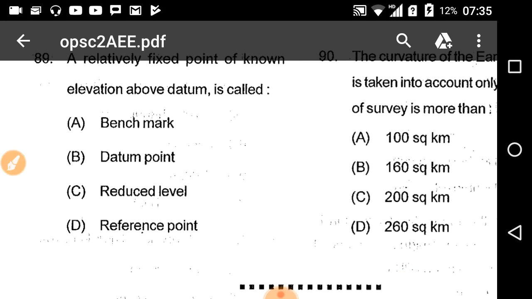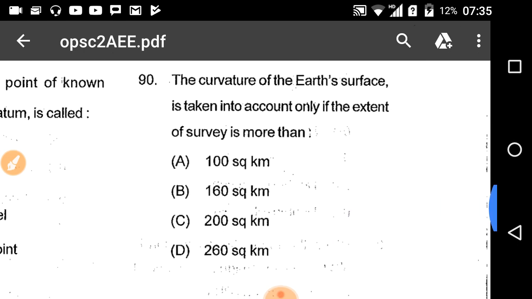So this is the last question of paper 2, and I am going to discuss the OPSC lecturer paper, the exam held in 2018, okay. I'm going to start from next day. So this is the last OPSC AEE paper.